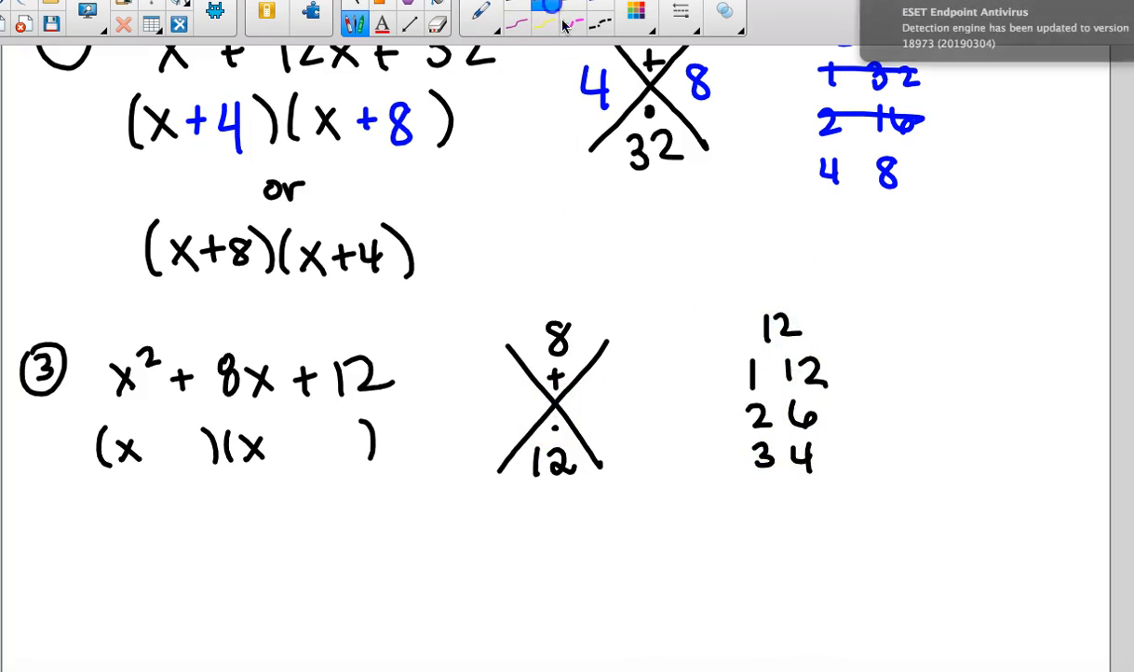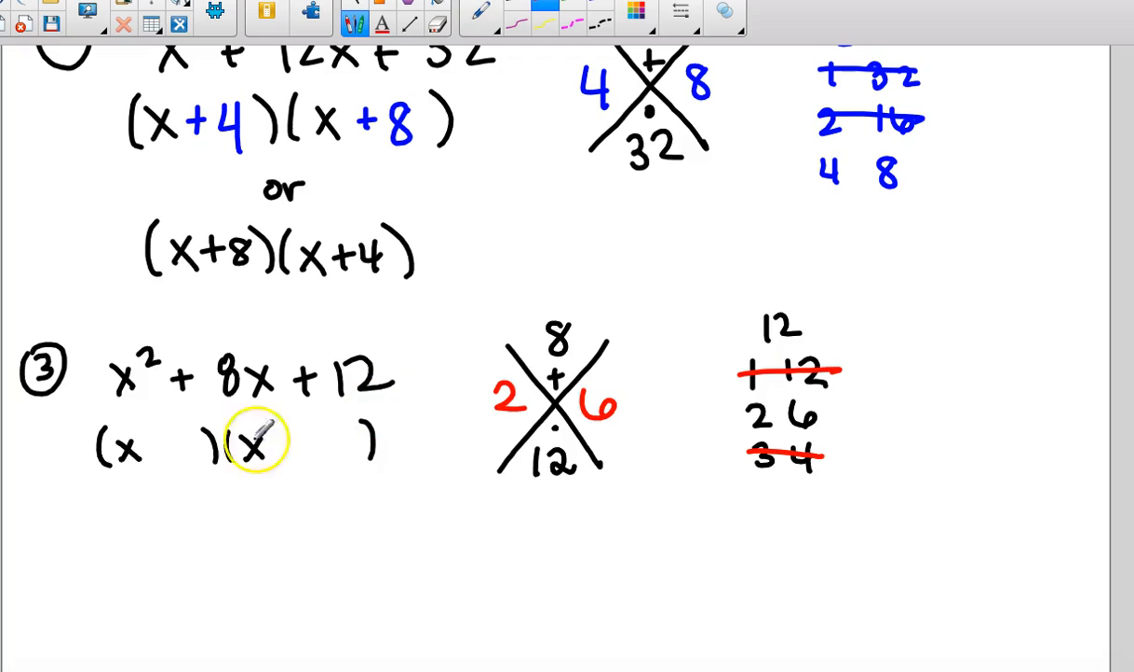So let's think about it. 1 plus 12 is not 8. That does not work. 3 plus 4 is not 8 either. That's 7, so that doesn't work. So it's 2 plus 6 for sure, because 2 plus 6 is 8, but 2 times 6 is 12. So therefore, 2 and 6 are the right answer.